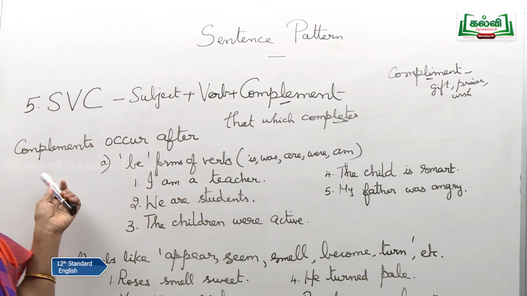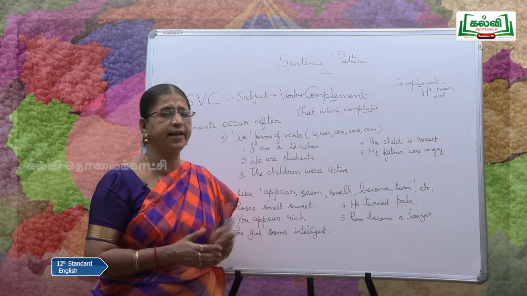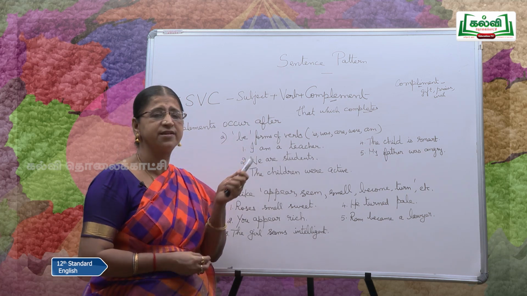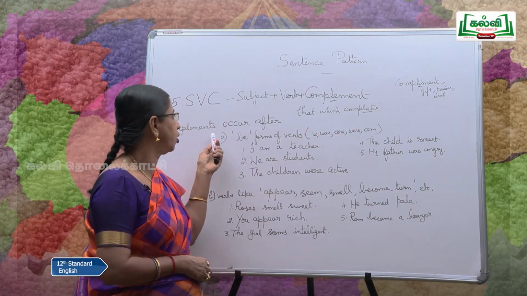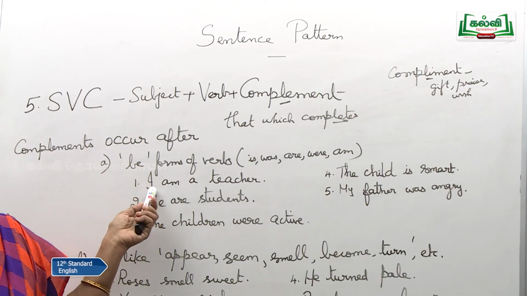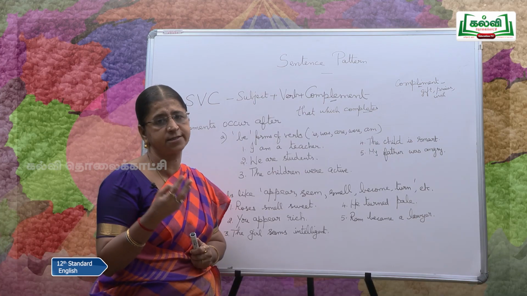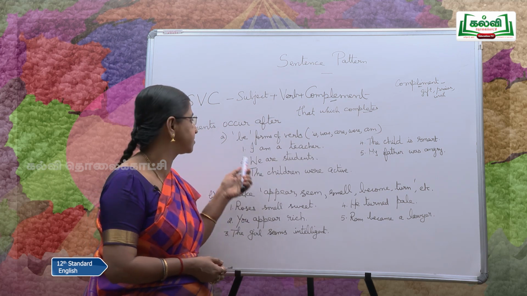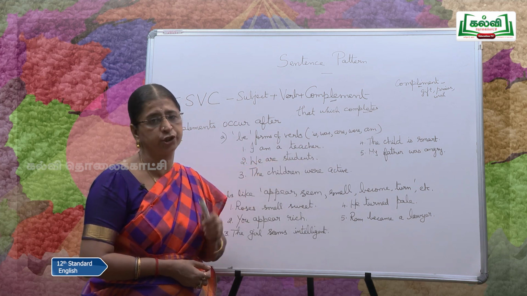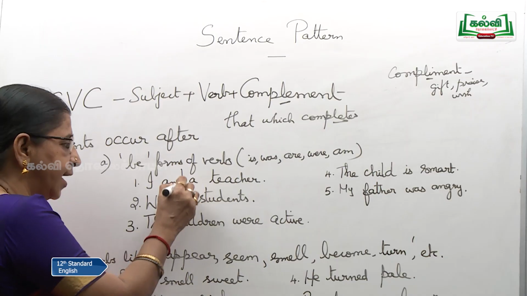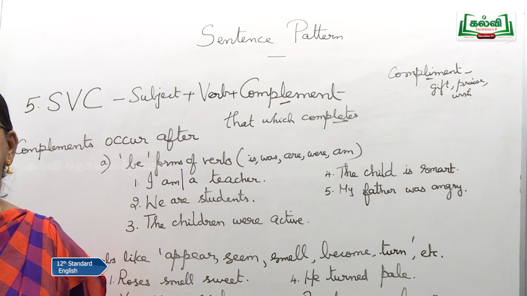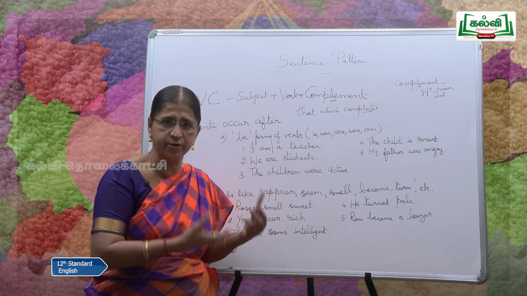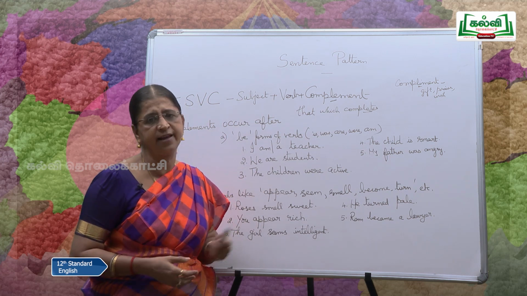Now, look at the structure. Basically, in order to identify complements easily, we can think of some clues. Complements occur after be forms of verbs, that is, was, are, were, am. I will give you examples. I am a teacher. Suppose I stop with I am. Is the meaning complete? You could fill it up with anything. I am a doctor, I am a lawyer, I am a criminal, I am a genius, anything.